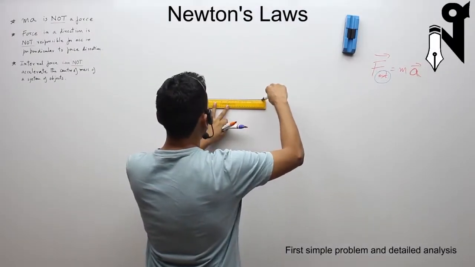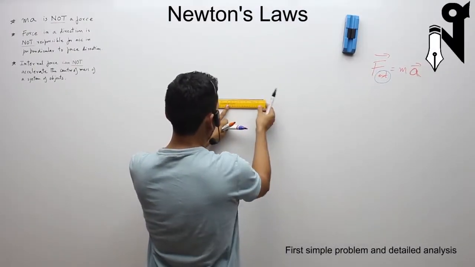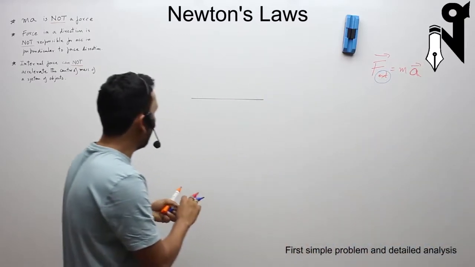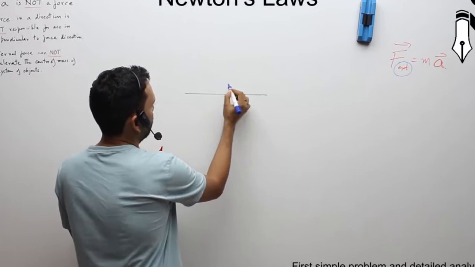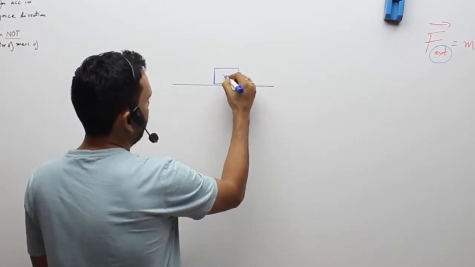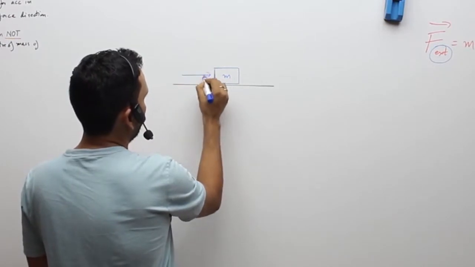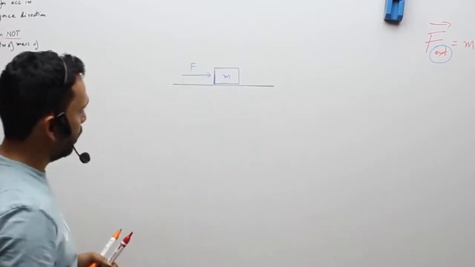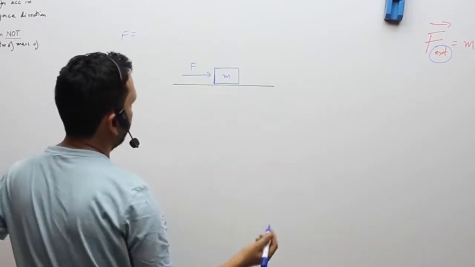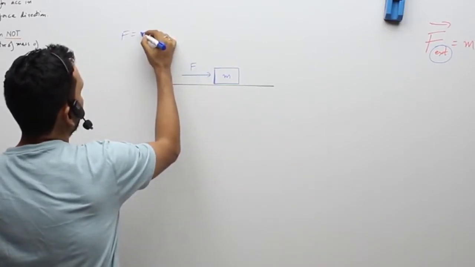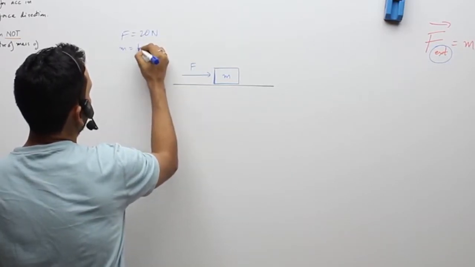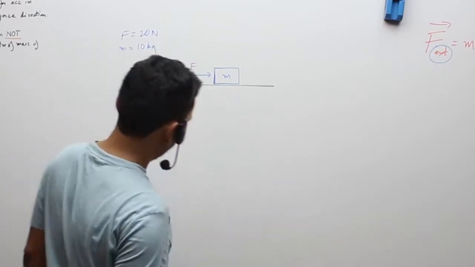So the first question for you, quite easy, and let's see how far we can take this concept. There is a mass M and there is a force F. If you want to give values, I'll give values to it. F is equal to say 20 Newton, M is equal to say 10 kgs.